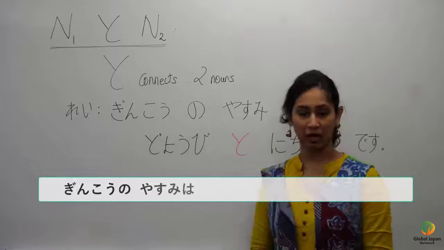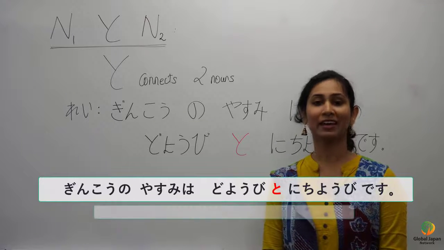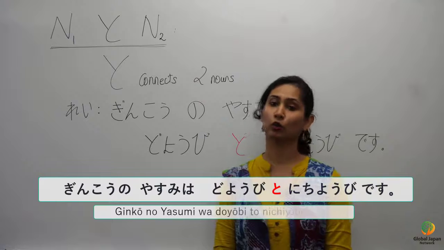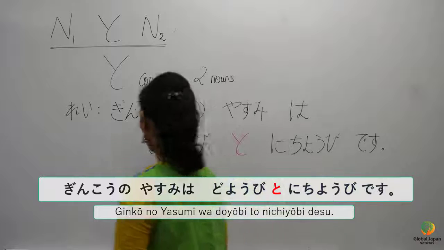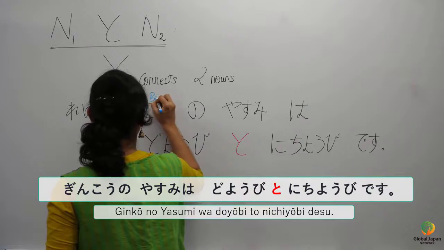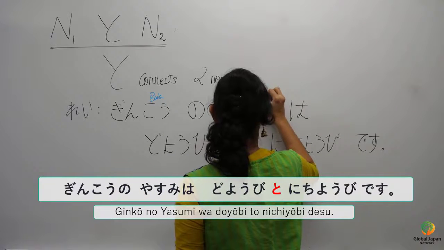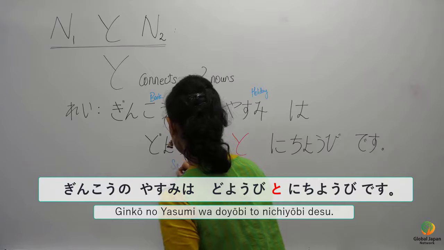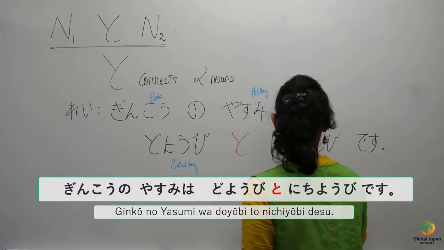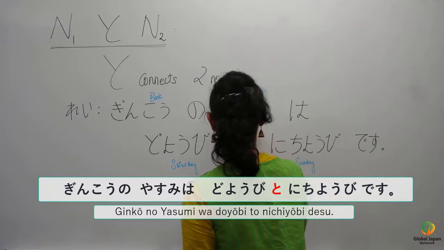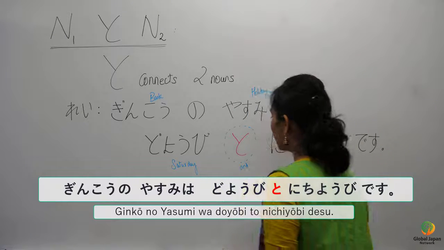Ginko no yasumi wa doyobi to nichiyobi desu. I repeat. Ginko no yasumi wa doyobi to nichiyobi desu. Ginko, the meaning for this word is bank. Yasumi means holiday. Doyobi is Saturday. Nichiyobi is Sunday. And the particle "to" here acts as a connector. So it gains the meaning of the word "and".